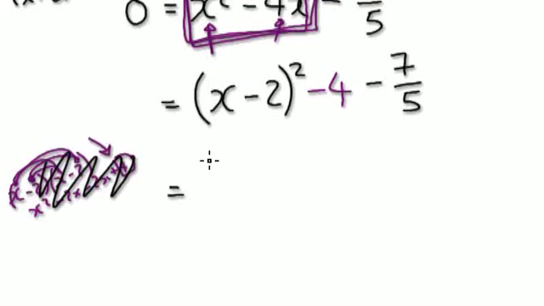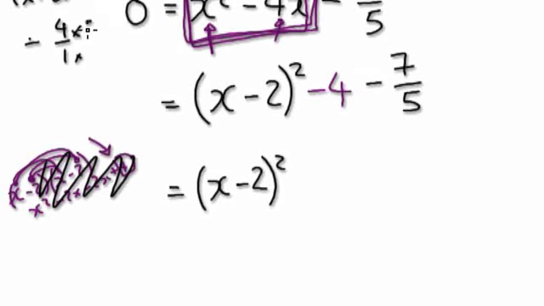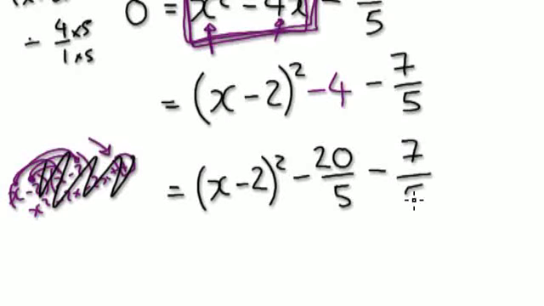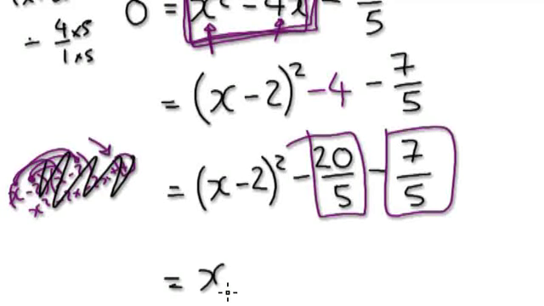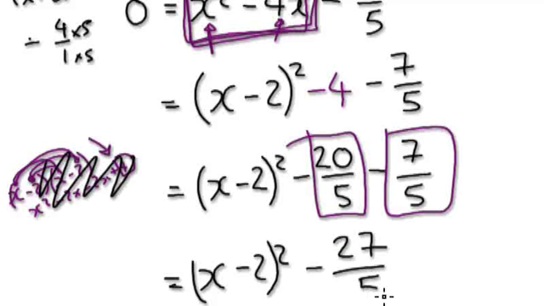Let's turn the 4 into a fraction, so it'd be 4 over 1, and then times top and bottom by 5, just so that we can merge the two single numbers together. So that would be minus 20 over 5 minus 7 over 5. Merge these two fractions. So this will become x minus 2 squared, and then minus 20 minus 7 will be minus 27 over 5.